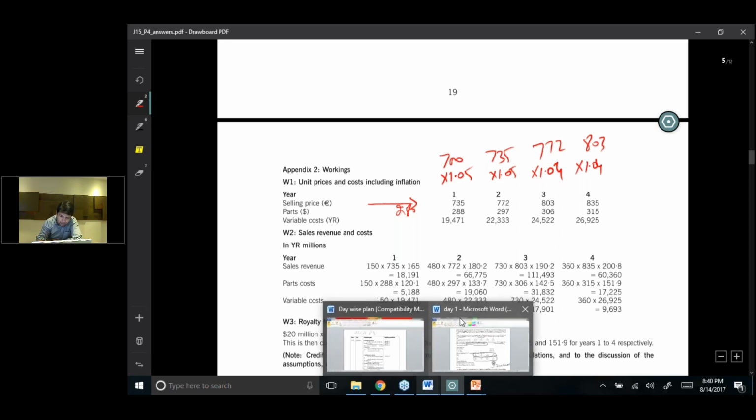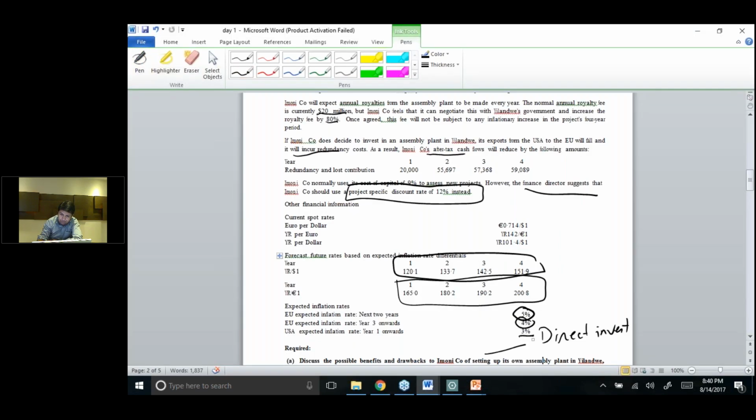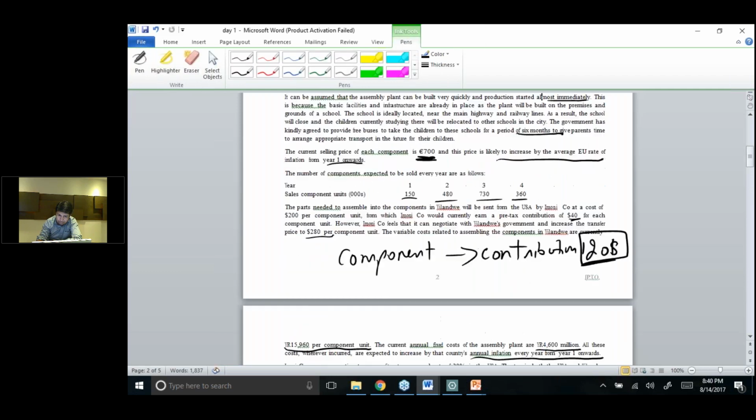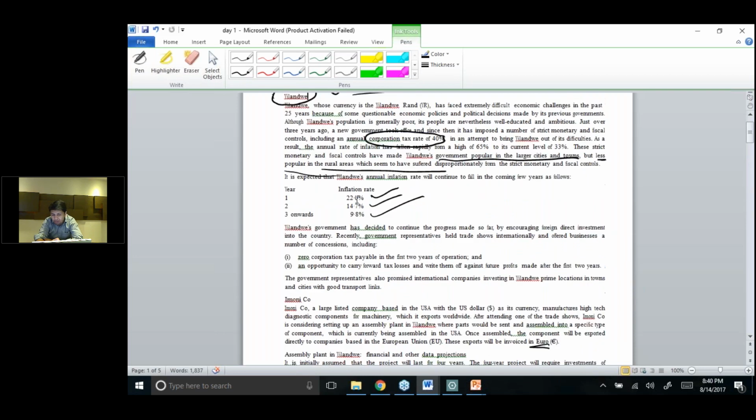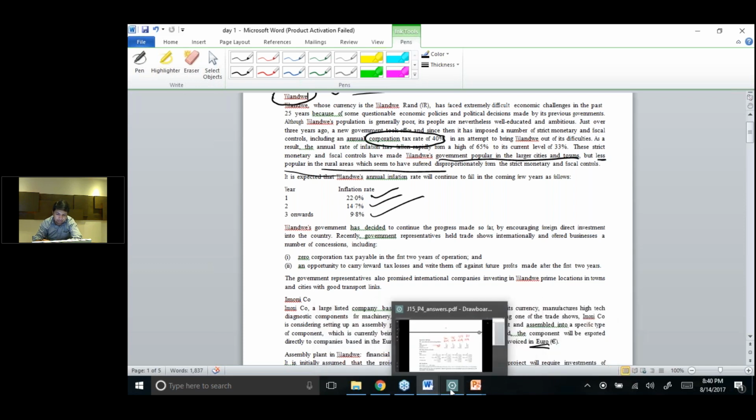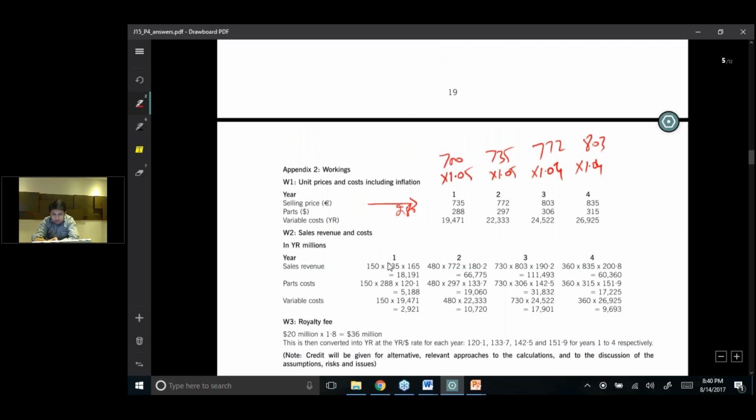Like if we go back to the question, it was 22% in year 1, 14.7% in year 2, 9.8% in year 3. So variable cost has been increased every year with the different inflation rates of YR, and its final answer is this.